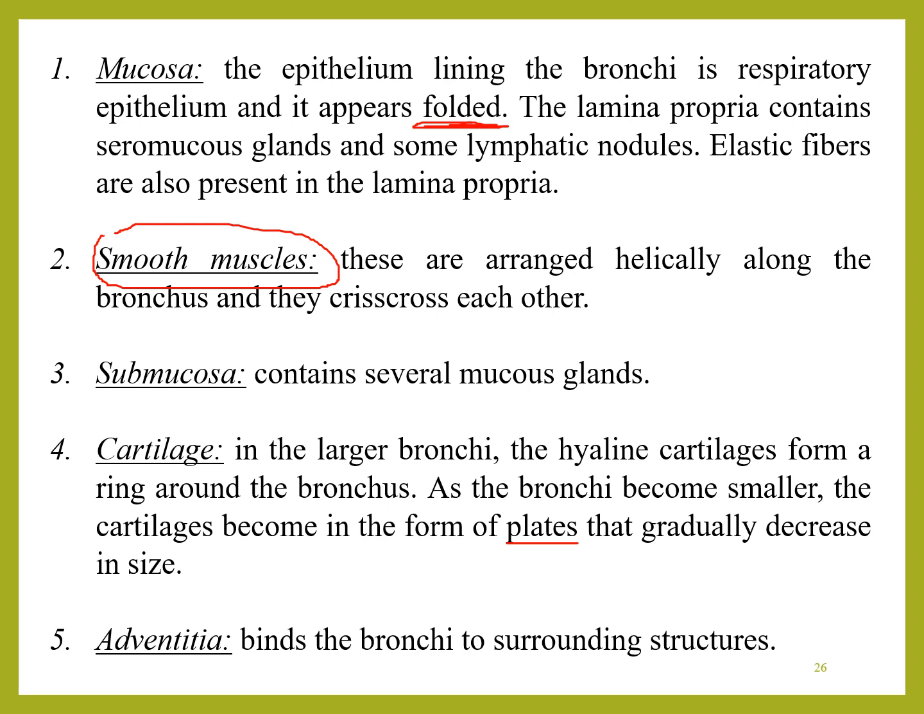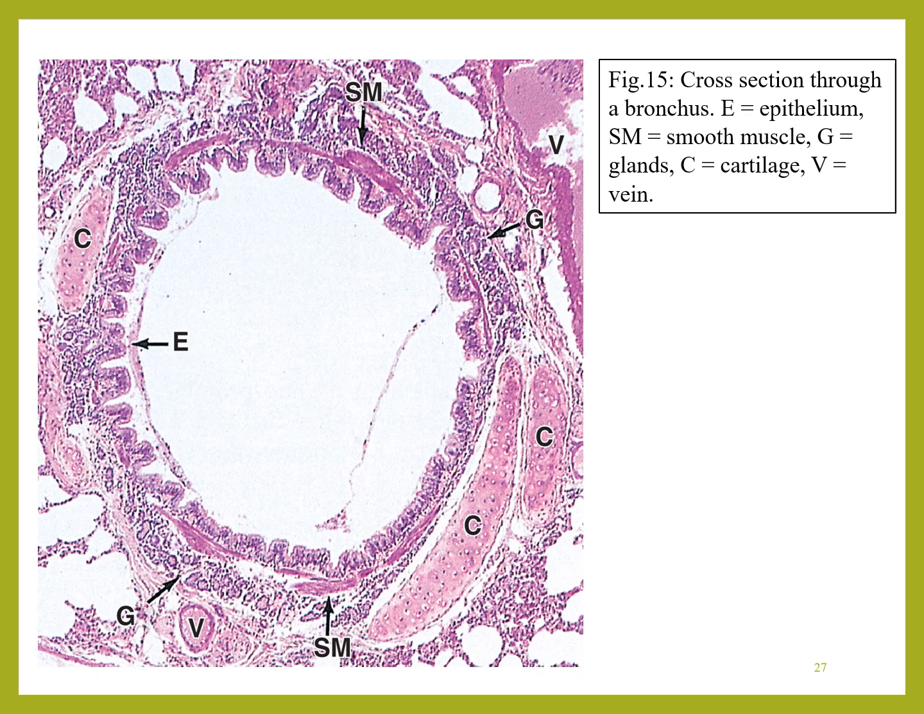The outermost layer is an adventitia, and this is a connective tissue layer that binds the bronchi around. So this image is a cross-section through a bronchus. This is the epithelium, and as you can see, it is folded due to the presence of muscles. And here we have the smooth muscles scattered along the wall. Now, because the smooth muscles in the bronchi are helically arranged, they spiral around the bronchus, we will not see the smooth muscles completely surrounding the bronchus in a section, but we'll see them as strands in different regions of the wall.